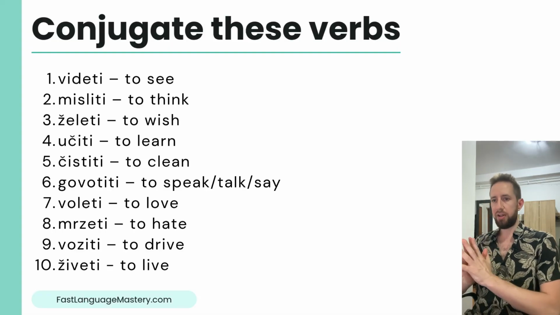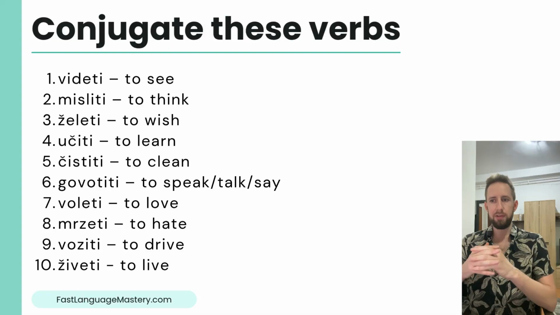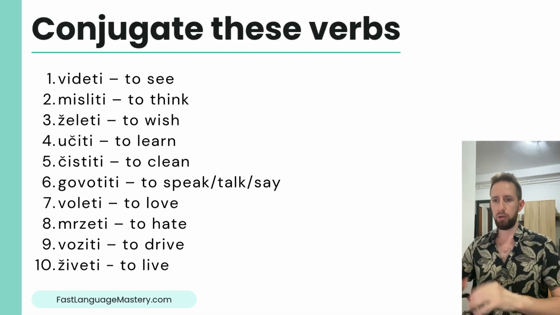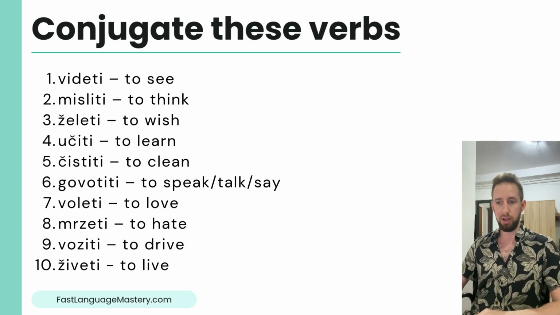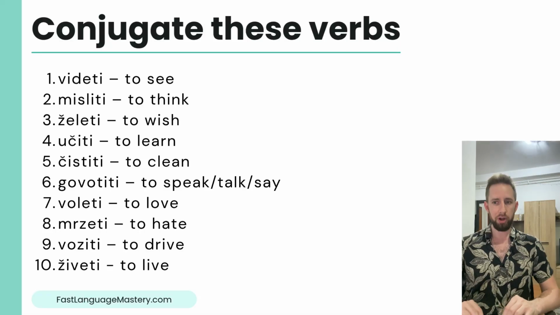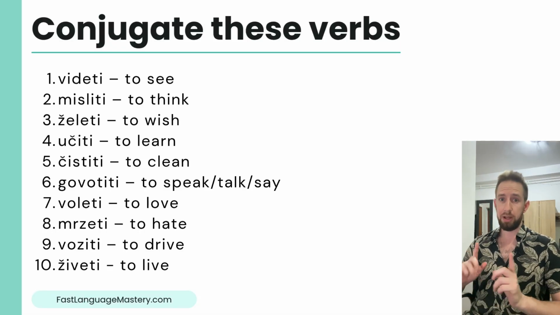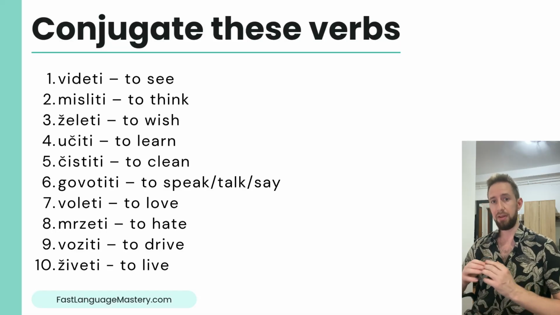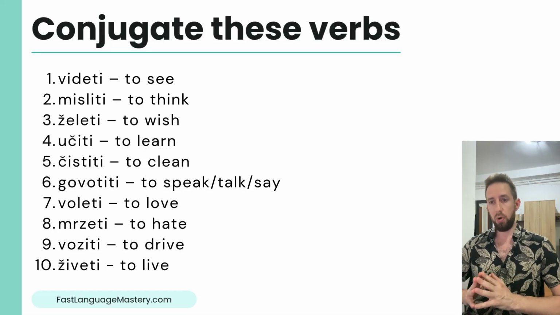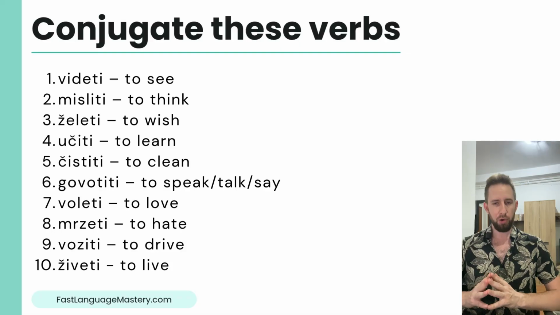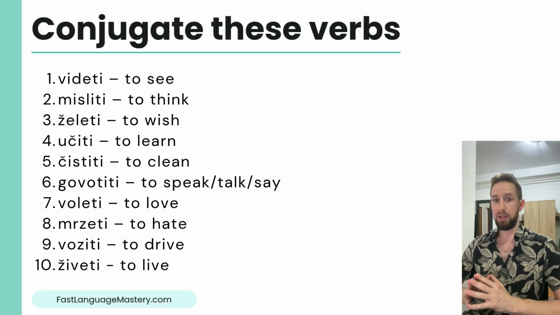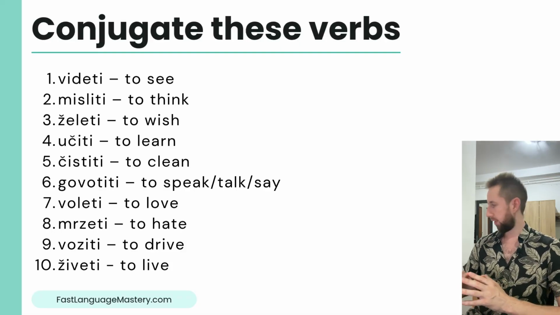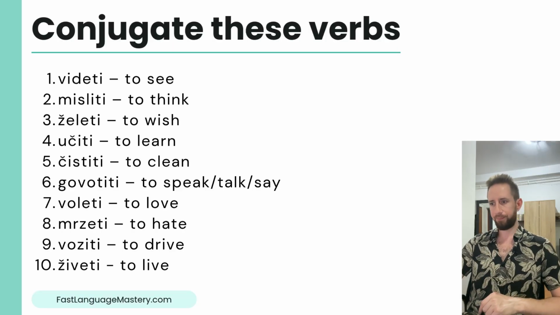Now, practice it and conjugate these verbs. Videti, to see, misliti, to think, želiti, to wish, učiti, to learn, čistiti, to clean, govoriti, to speak, to talk or to say, voleti, to love, mrziti, to hate, voziti, to drive, živjeti, to live. I will help you with the first one. Videti, to see. Ja vidim, ti vidiš, on vidi, ona vidi, mi vidimo, vi vidite, oni vide, one vide. Okay, do the same for all of these verbs.